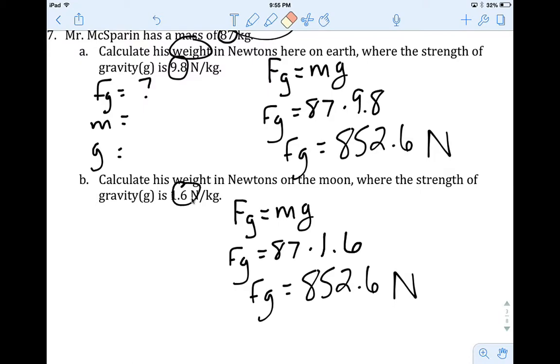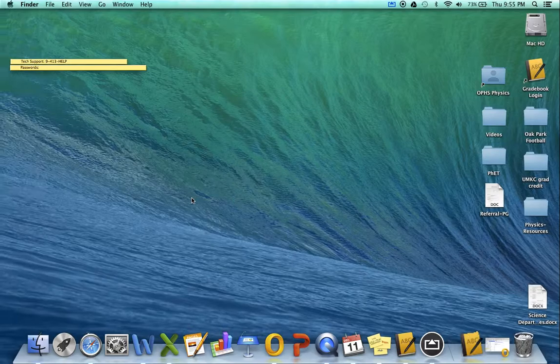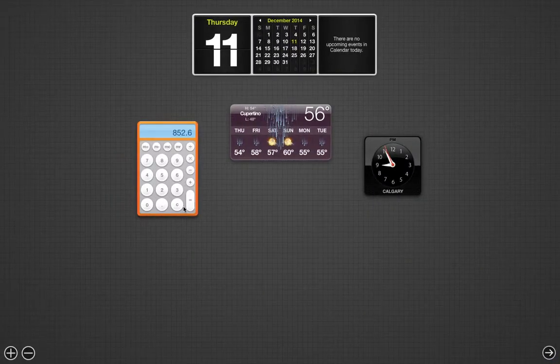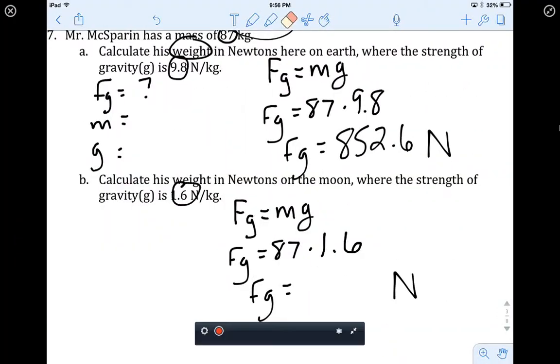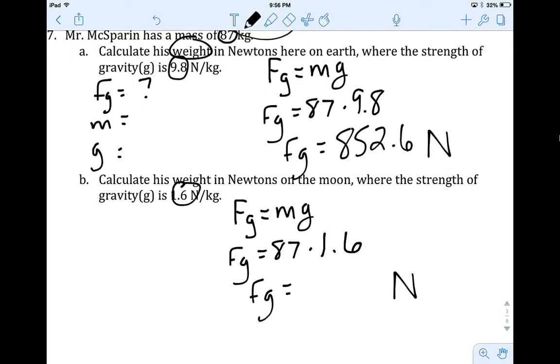So now instead of 852, let's do 87 times 1.6 on the calculator. 87 times 1.6 equals 139.2. And that's what we'd expect to see. We expect to see a smaller weight on the moon than we saw on the Earth. So that was my answer there.